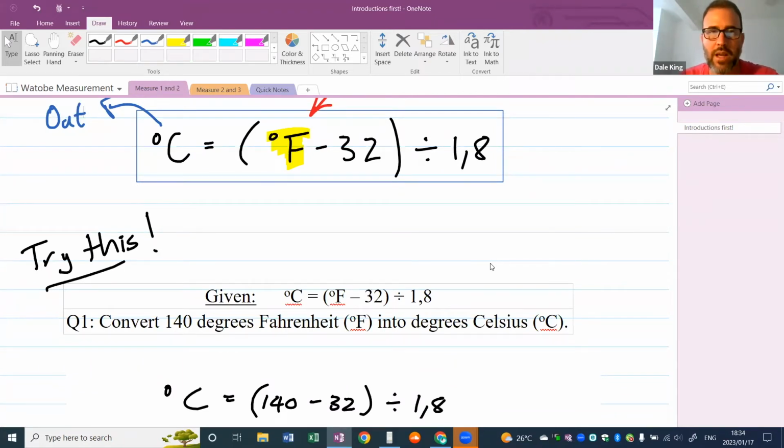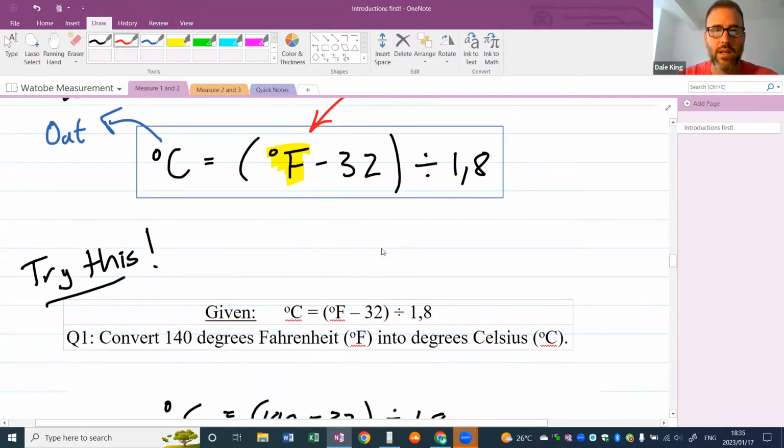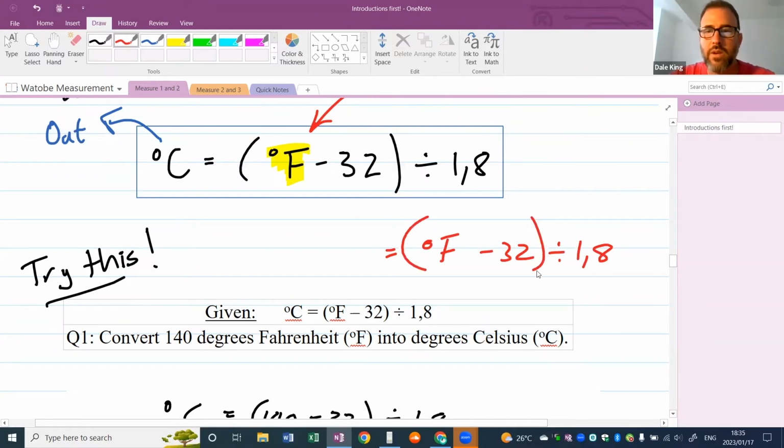Okay. Now, one thing I want to bring to your attention here in this formula is the brackets. So there are brackets here. The formula is not written out like this. Okay, that would give you a different answer. All right, so the brackets here are actually very important.